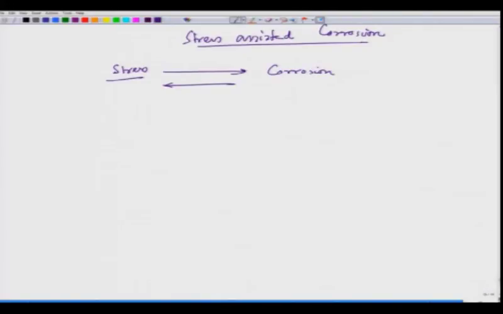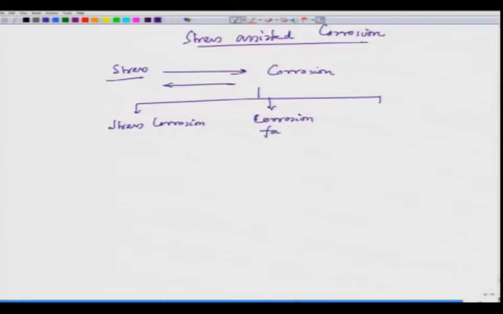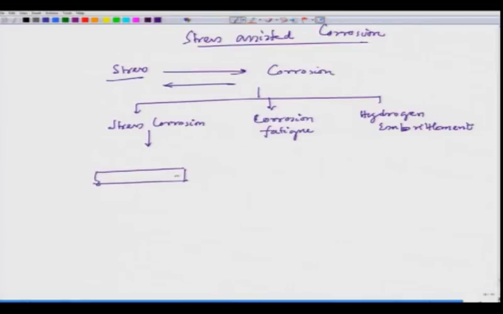Now, stress assisted corrosion can be divided into three parts. One is stress corrosion, another one is corrosion fatigue, and then we have hydrogen embrittlement.